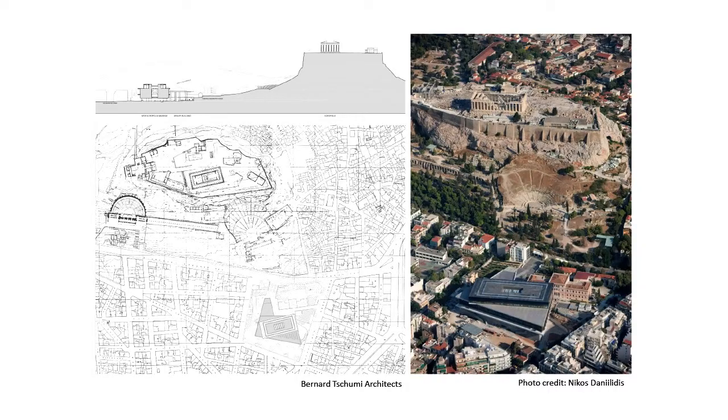So this gives you a bit of orientation for the site. We can see the top of the hill is where the Parthenon is actually sitting. The new building was about 1,000 feet southeast of it. So it's very important to have the building orientated so that it has a relationship with the Parthenon itself.